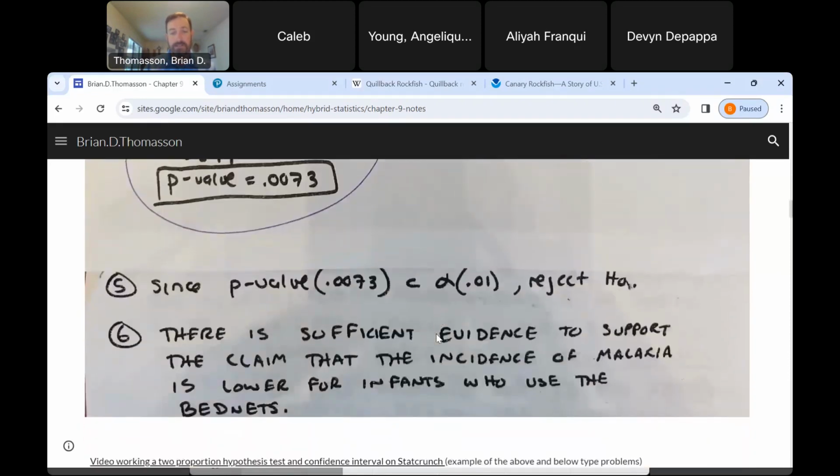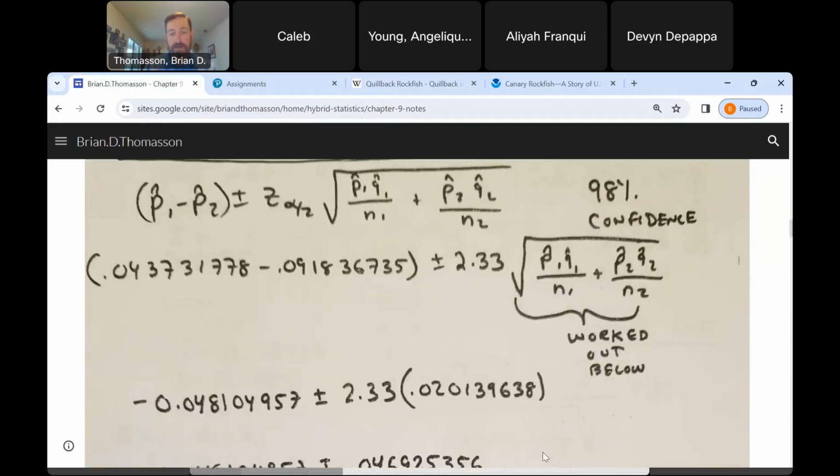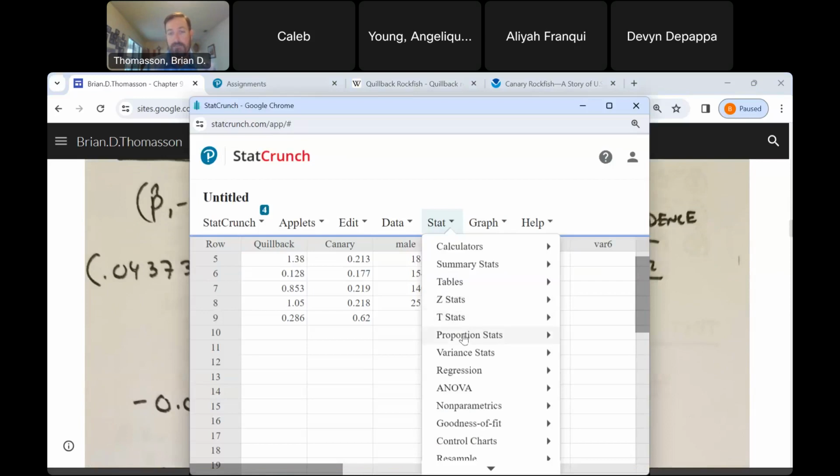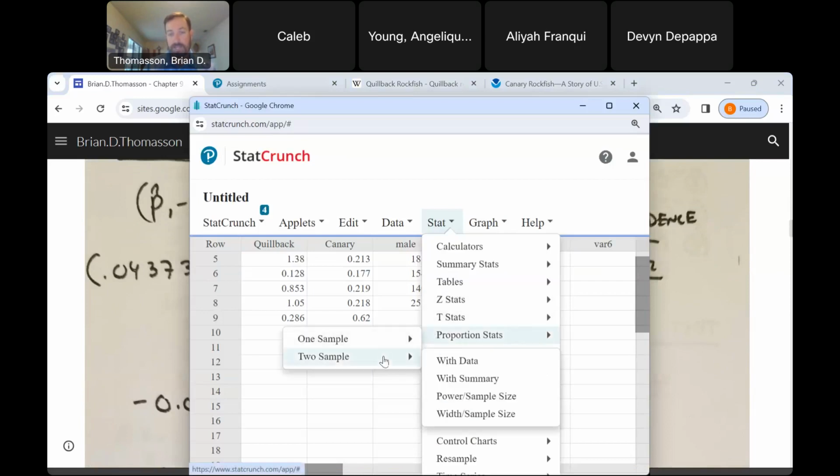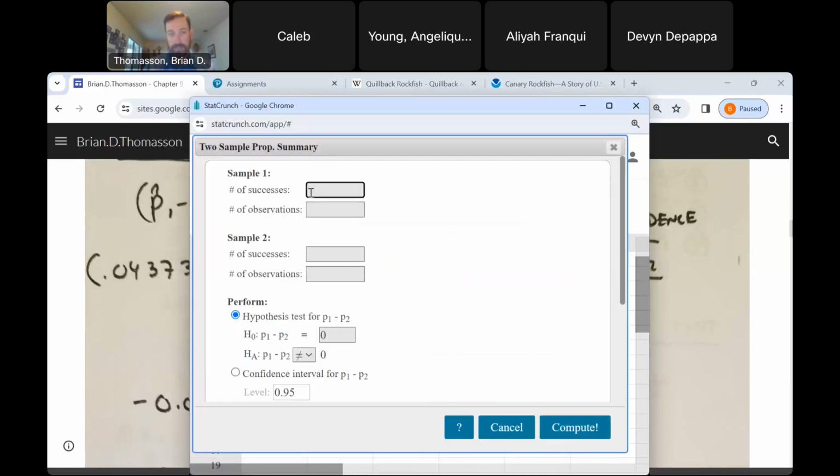All right, so let's see how this works out in StatCrunch. I'm going to do the exact same thing as I did before. I'm going to go Stat, Proportion Stats, Two Sample, With Summary. So the exact same place I just went. I have to enter those values in again. So we had 15 successes out of the first group out of 343. And we had 27 successes out of 294.